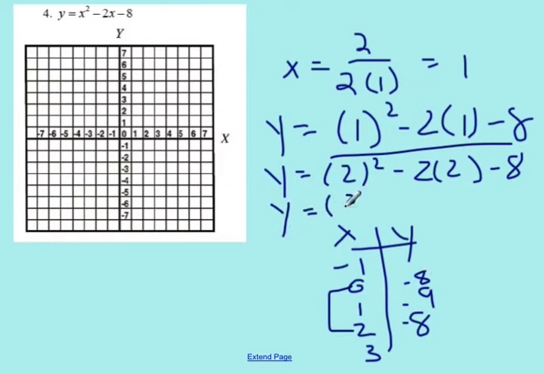And then I'm going to plug in 3 wherever I see an x. So then I get 3 squared minus 2 times 3 minus 8. And when I do that, I get a negative 5. So let's go ahead and graph this.